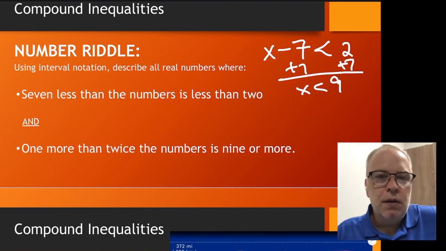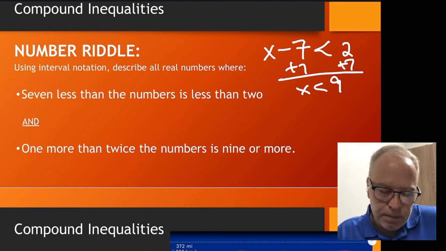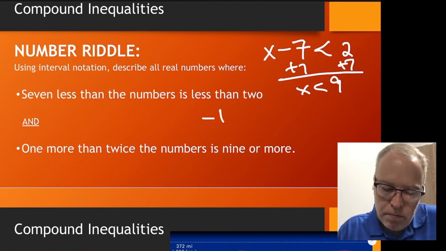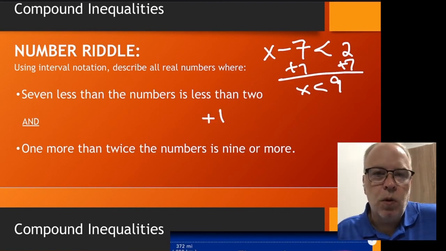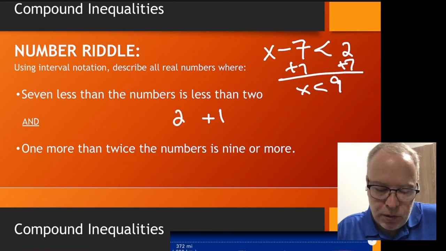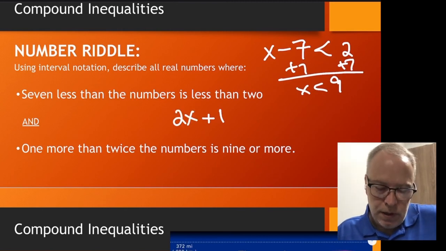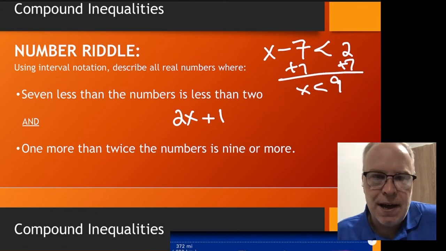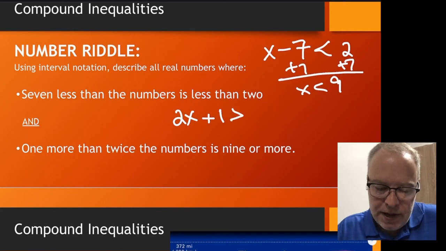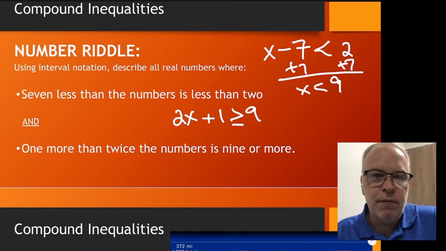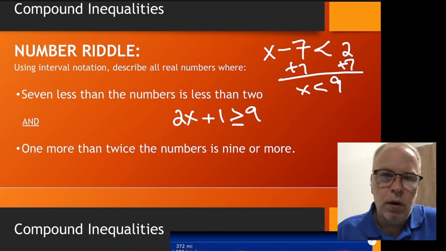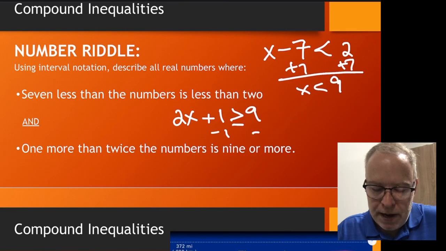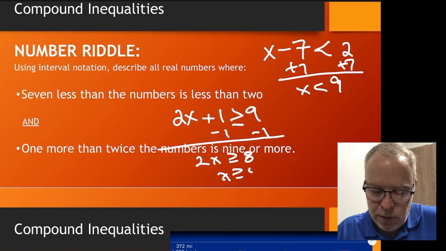Now let's take a look at the other inequality. 1 more than twice the numbers, 2x plus 1, is at least 9, is 9 or more. So this side is more than 9, but it can also be 9. If you read that carefully, it says is 9 or more. If we quickly solve that, minus 1 on both sides, 2x is greater than or equal to 8, x has to be bigger than or equal to 4.